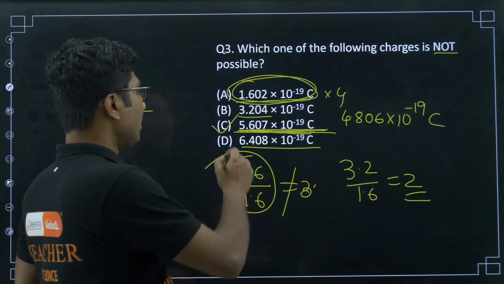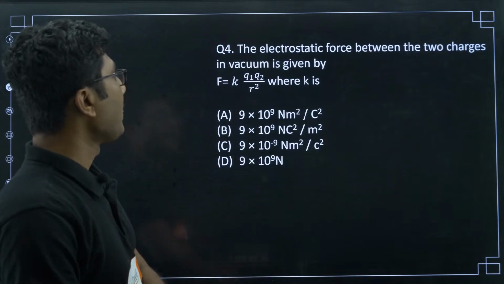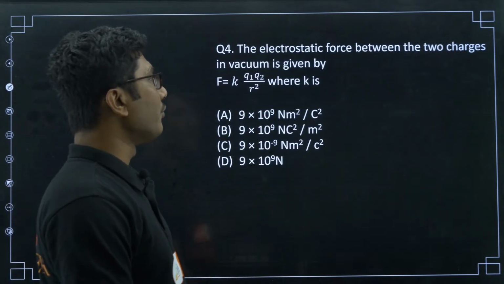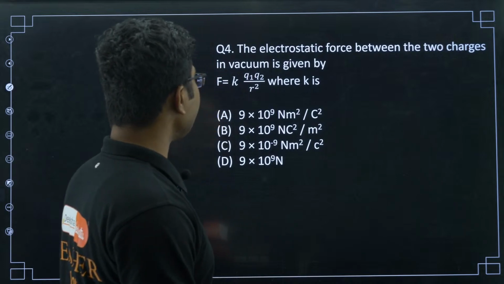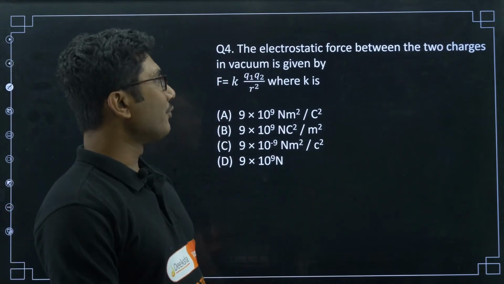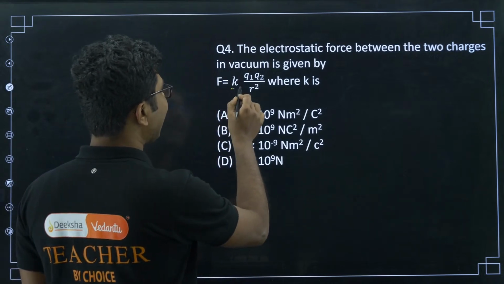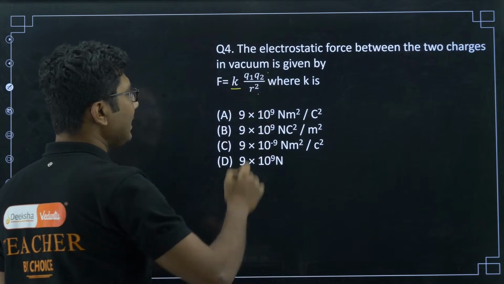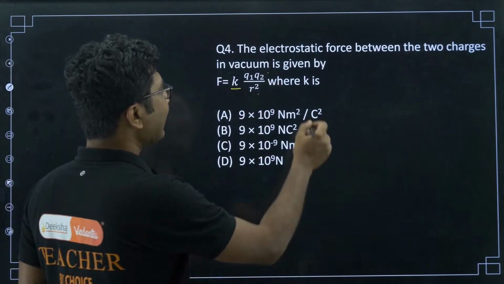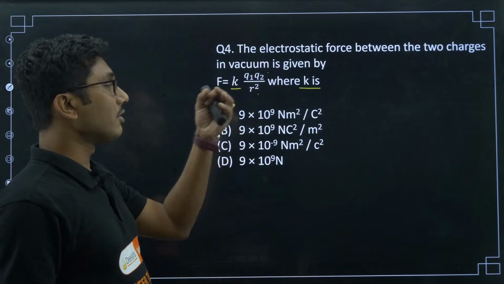So, this charge is not possible. Now, next question: the electrostatic force between two charges in vacuum is given by F equals K Q1 Q2 by R square, where K is Coulomb constant. Obviously, we know that K is called Coulomb constant.